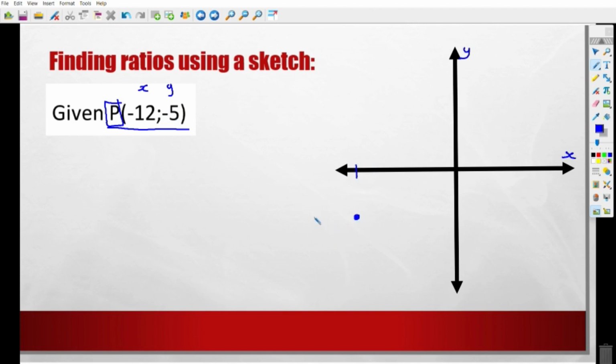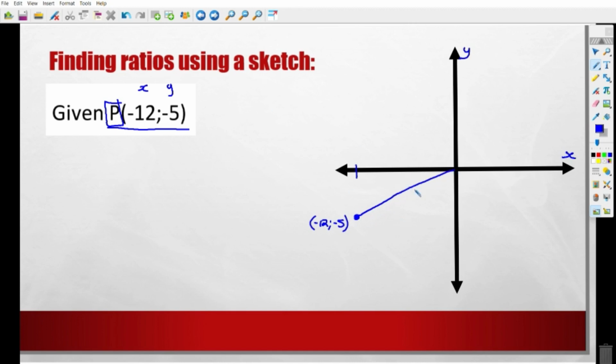I'll plot my dot over there, and that point we know is negative 12 and negative 5. Now how am I going to draw a triangle? I have a dot. How am I going to turn this dot into a triangle? I'm just going to connect it to the origin.